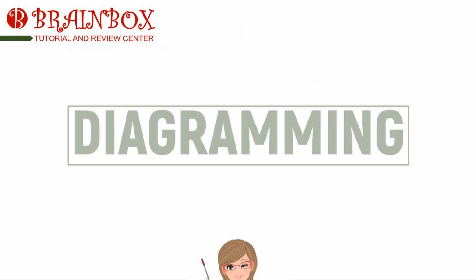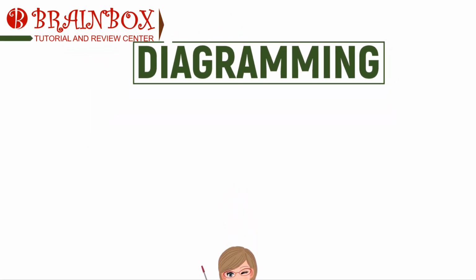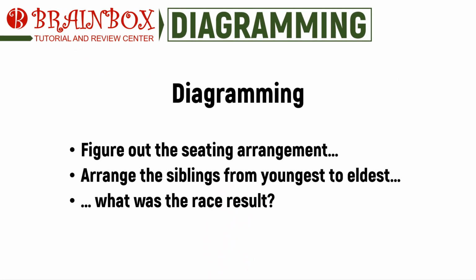There is a set of problems that involve having you figuring out a particular sequence given only a handful of clues. It could be age, it could be a seating arrangement, etc. Whichever kind of problem it is, as long as it involves arranging objects in a sequence, diagramming is often the best approach to solving it.